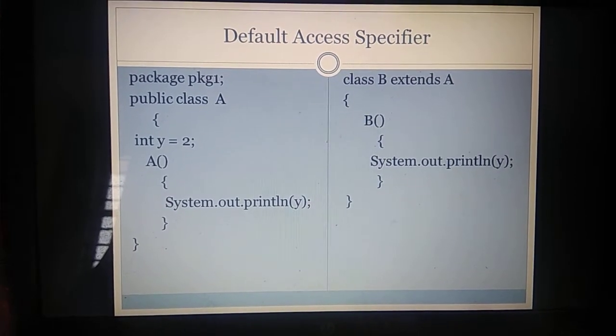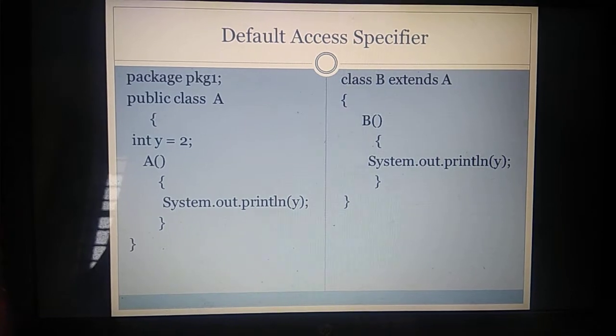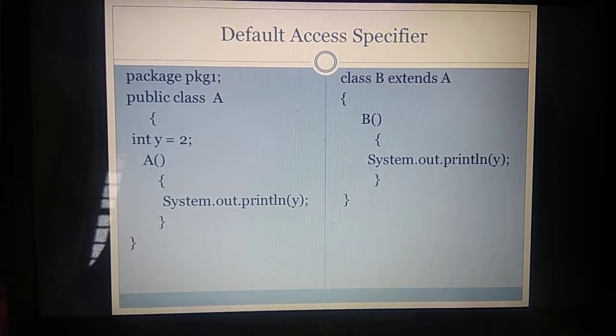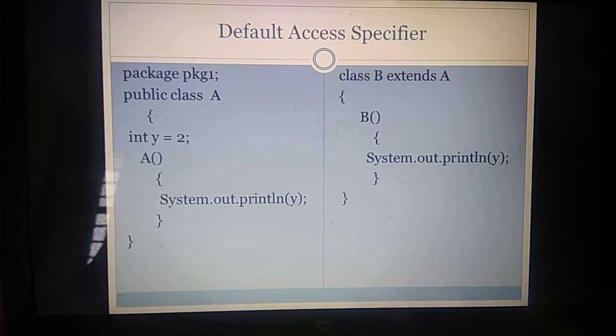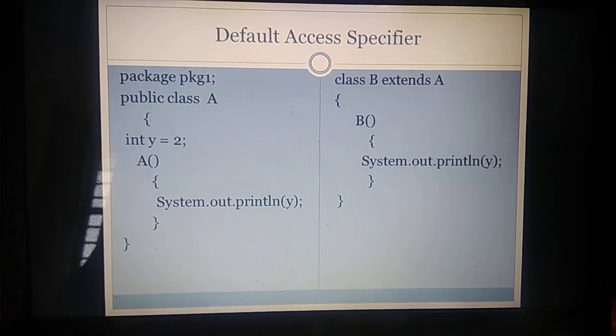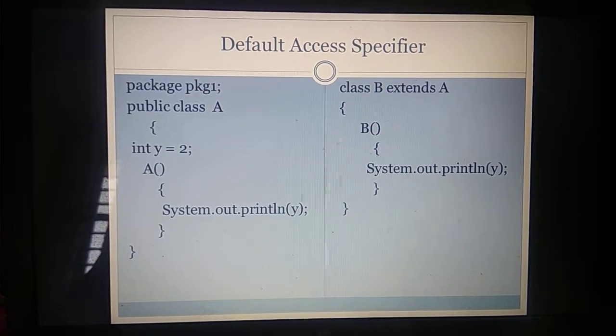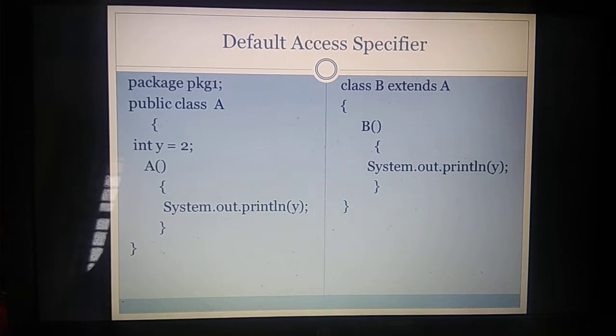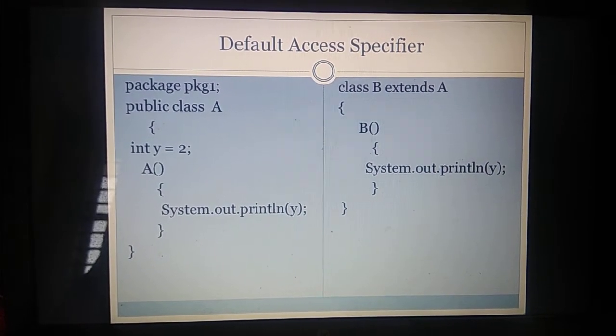Opening class A, we have a constructor A. Inside the constructor, we are just printing the y value. What all can you do? You can print the y value because it's in the class inside the same package, package 1. So it's possible to access y.